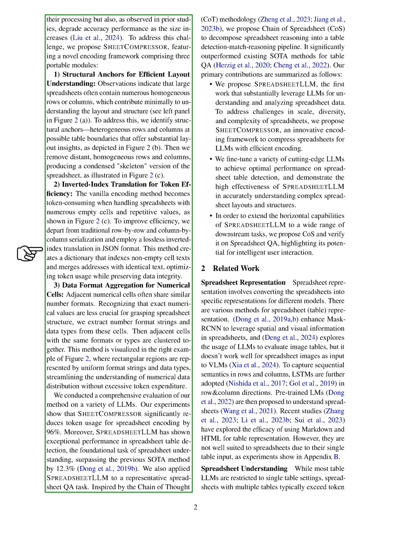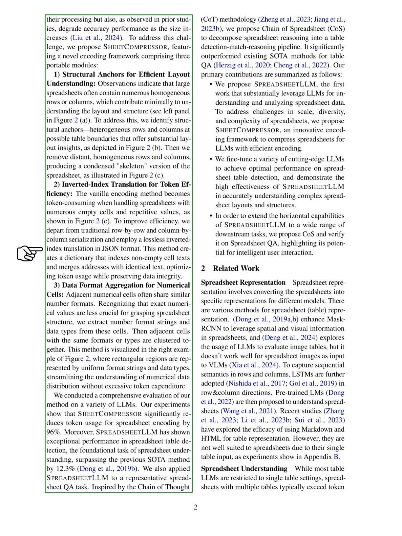Large spreadsheets can overwhelm LLMs, leading to reduced accuracy. To address this, we introduce SHEETCOMPRESSOR, which includes three key components. 1. Structural anchors for efficient layout understanding, identifying key rows and columns that provide crucial layout information and removing unnecessary ones to simplify the spreadsheet structure.